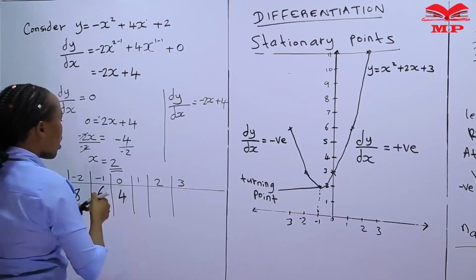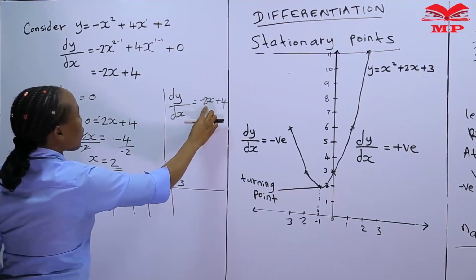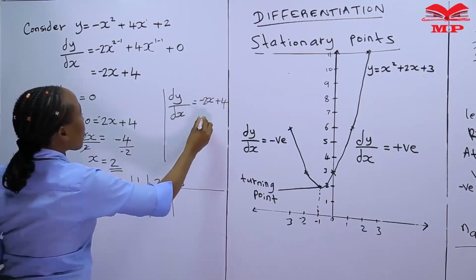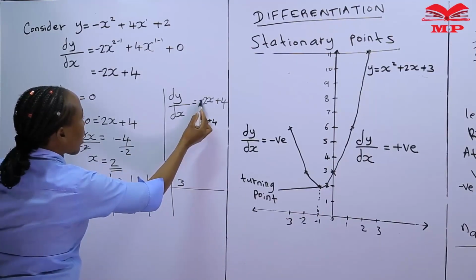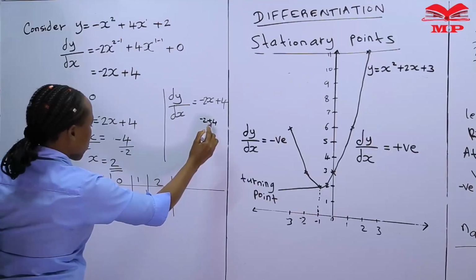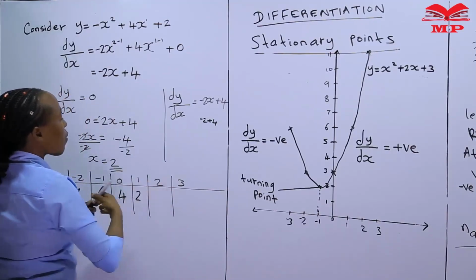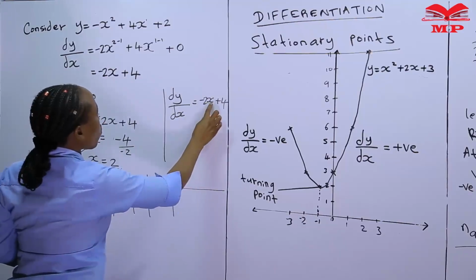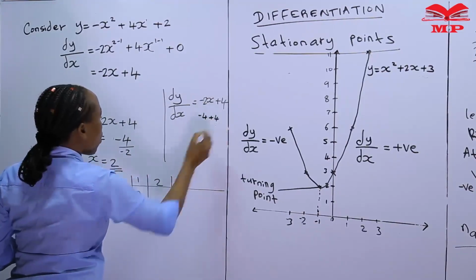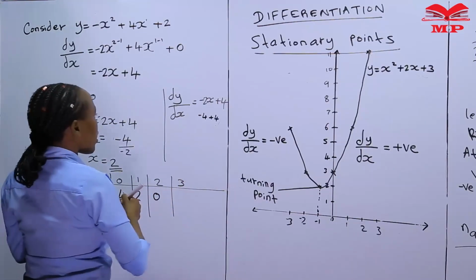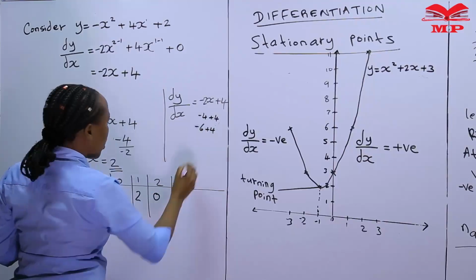We have 4. Then when we have 1, we'll have negative 2 times 1, that is negative 2 plus 4. That is 2. Then when we have 2, this one will be 2 times negative 2. That will be negative 4 plus 4. We have 0. Then when we have 3, this is negative 6 plus 4, negative 2.